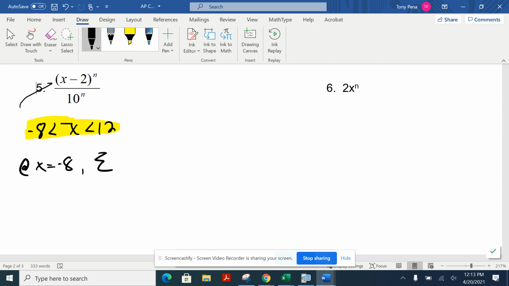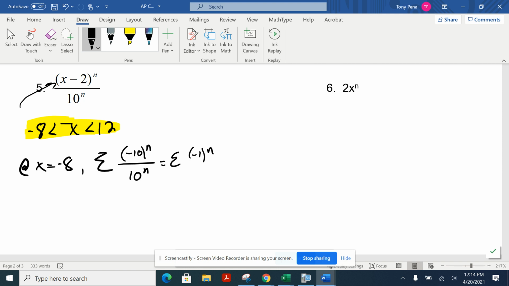So if I took this -8 and I plug it in, that's going to give me a -10 to the nth power, and then all over 10 to the nth. Sometimes people get a little confused with this. You can just do a -10 divided by 10 if they're both raised to the same exponent. So this does just become a -1 to the nth power. Strongly suggest trying to simplify these as much as possible.